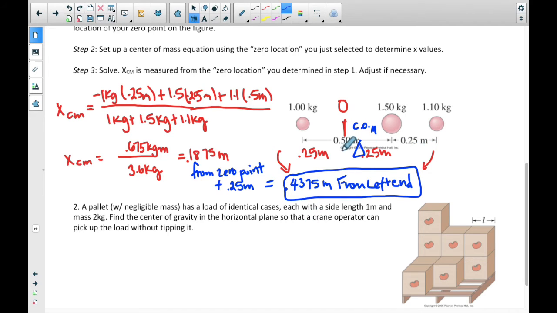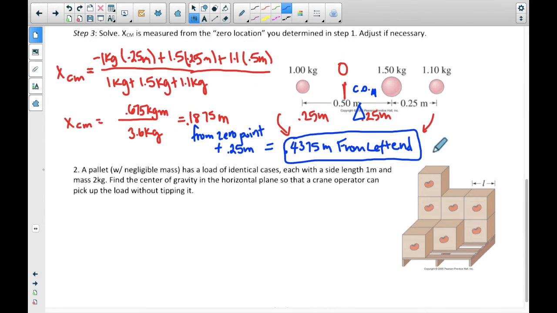Remember that our whole number line, or axis, or whatever you want to call it, was 0.75 meters. And so again, that larger mass is drawing the center of mass over to the right a little bit. It's not in the middle. It's a little bit farther to the right than the middle would be. Okay, so that's how you do center of mass when you're basically in one dimension, right? We're just on a single axis.